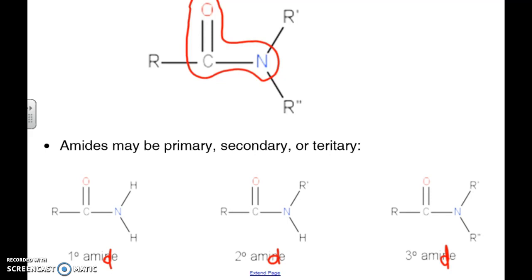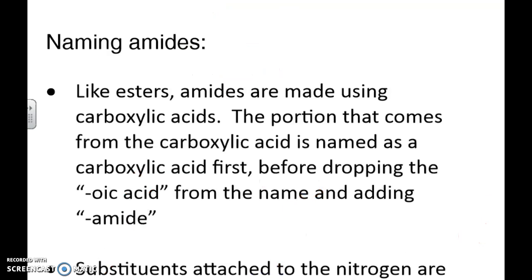So in this particular case, if you've got it bonded to 2 hydrogens at the end, this makes it a primary amide. If it's bonded to 1 carbon, it's a secondary amide. And if both carbons are bonded to the nitrogen, it's a tertiary amide.